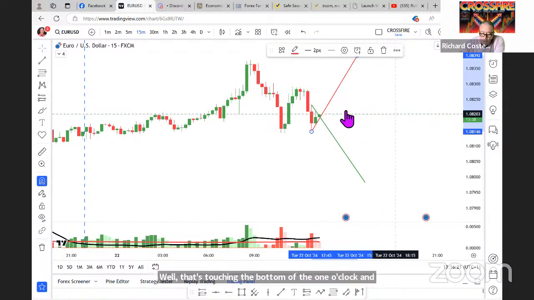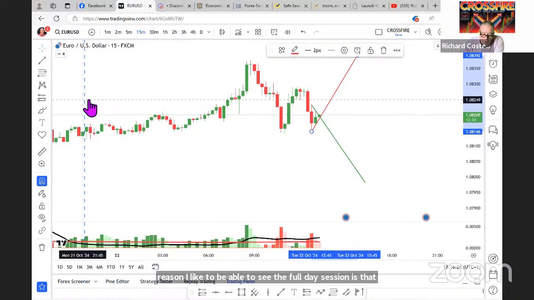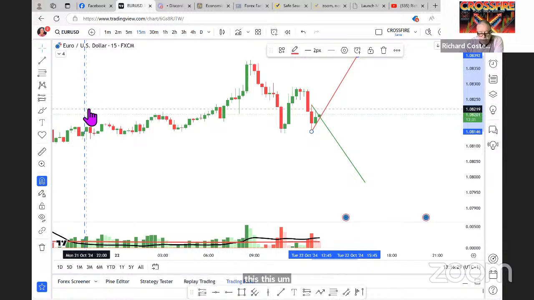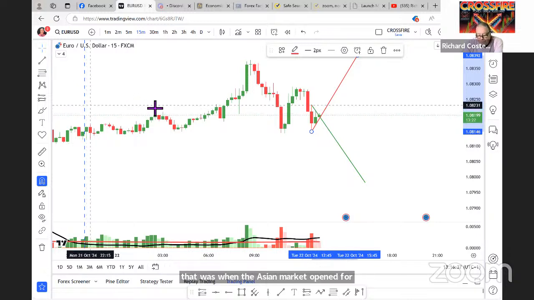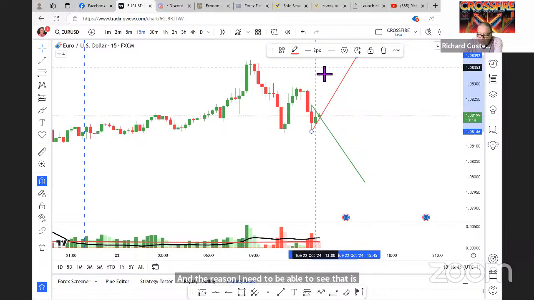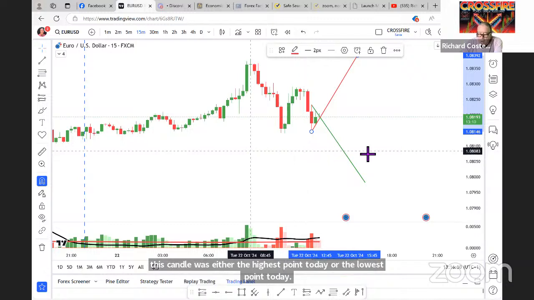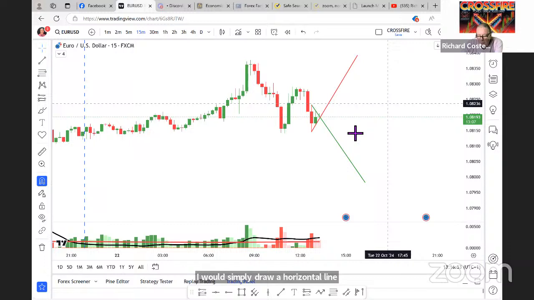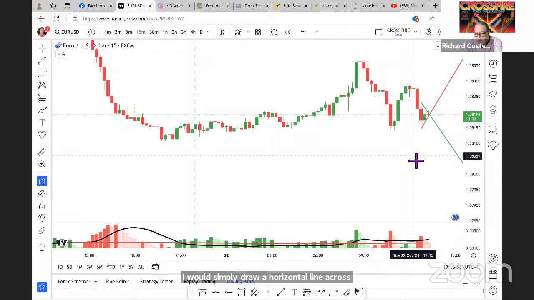The reason I like to be able to see the full day session is that this dashed vertical line indicates the start of today's session. That's actually 10 p.m. last night, when the Asian market opened for Tuesday's trading. And the reason I need to see that is if this candle was either the highest point today or the lowest point today, I would simply draw a horizontal line across. So for the minute, I'm just going to leave that there.